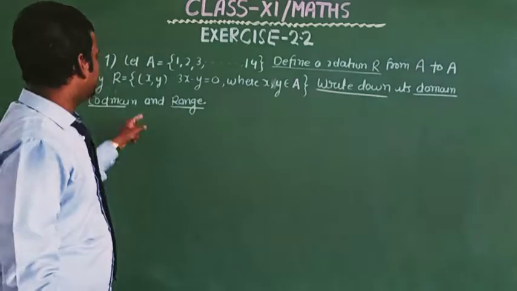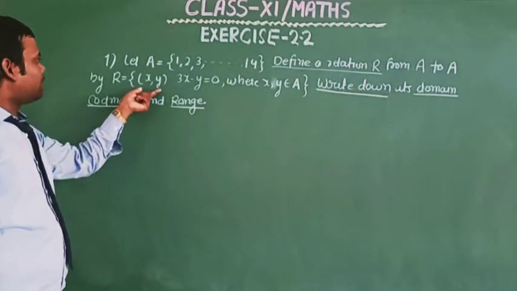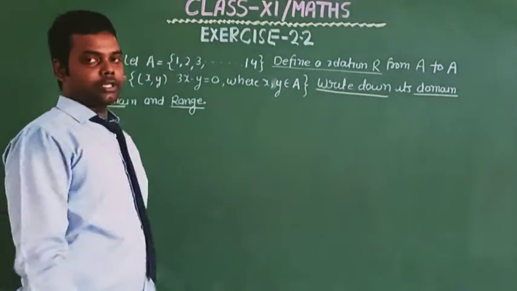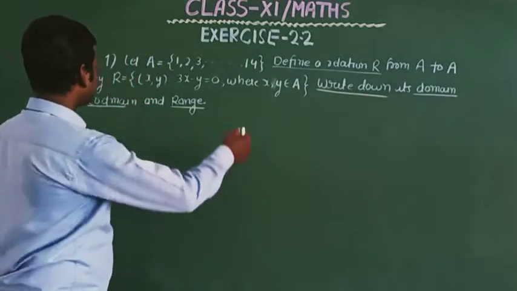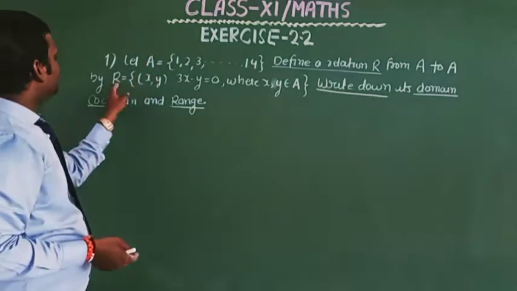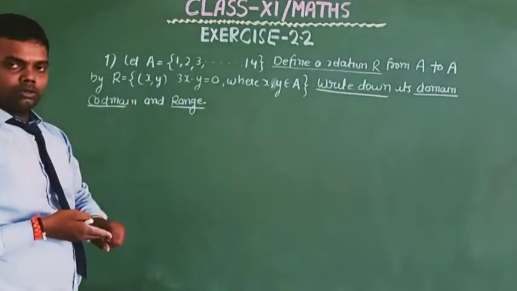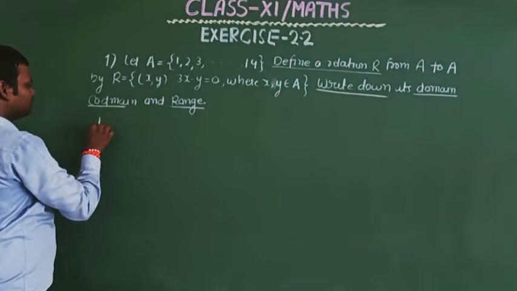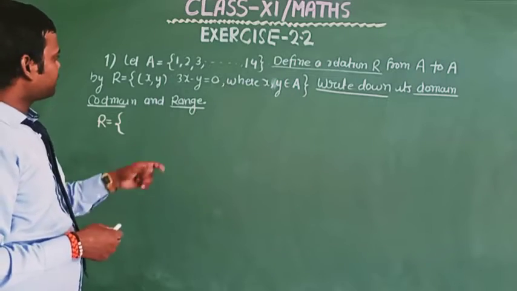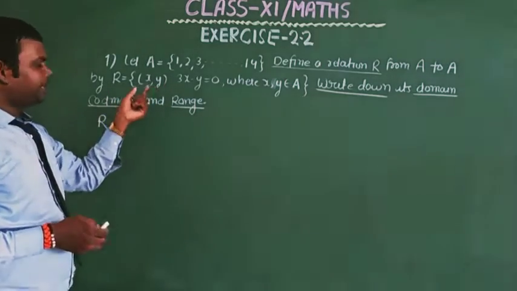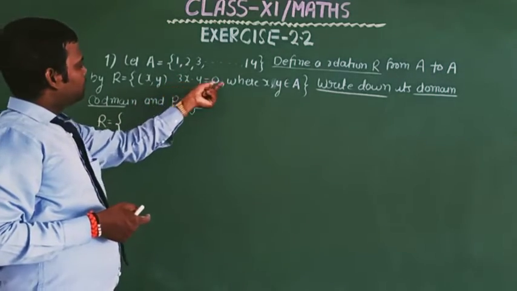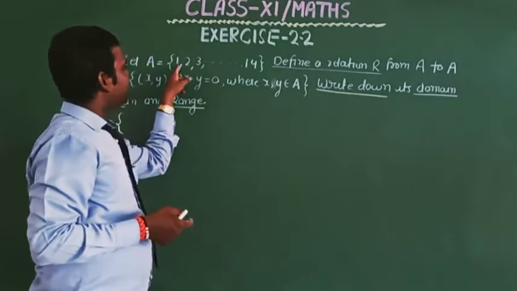So we have been given the set A equal to 1, 2, 3 up to 14, and the relation defined by R equal to the ordered pairs (x, y) such that 3x minus y equal to 0. Let us first find the elements of the relation. Here the relation is defined by 3x minus y equal to 0. So the relation R is equal to, now finding all ordered pairs of the relation by taking the values of x and y from the set A.